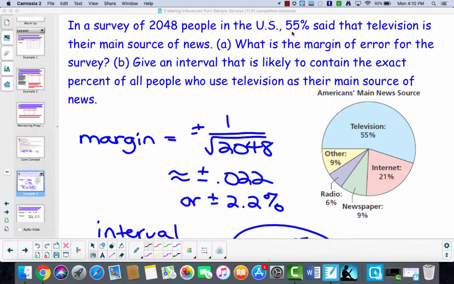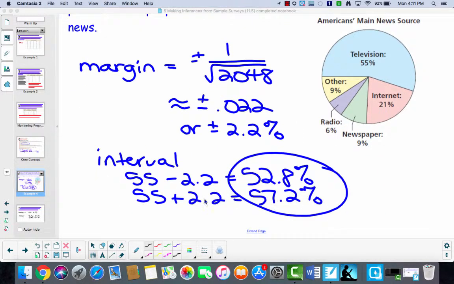Now, 55% said that the television is their main source of news, and so we want to know what the interval is that is likely to contain the exact percent of all people who use television as their main source of news. So we take this 55%, we're going to subtract the 2.2% and get 52.8%, and we're going to also add the 2.2% and get 57.2%. So somewhere between 52.8% and 57.2% of all people use the television as their main source of news. The actual number would fall between that based on that margin of error.